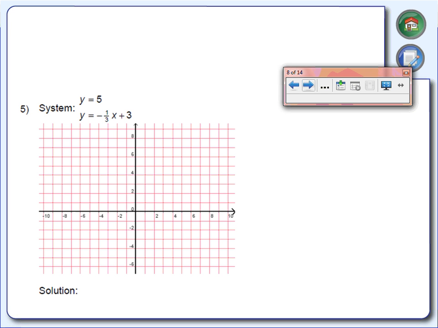Is there a y-intercept? What's the y-intercept? 5. So put a dot at 5. So the y-intercept is 5. Slope. Is there a slope there? No. So what's the line going to look like if there is no slope? There you go. Draw that line for me. That is what we call a horizontal line. Everybody else should be drawing a horizontal line going right through the 5. That is the graph of the equation y equals 5.